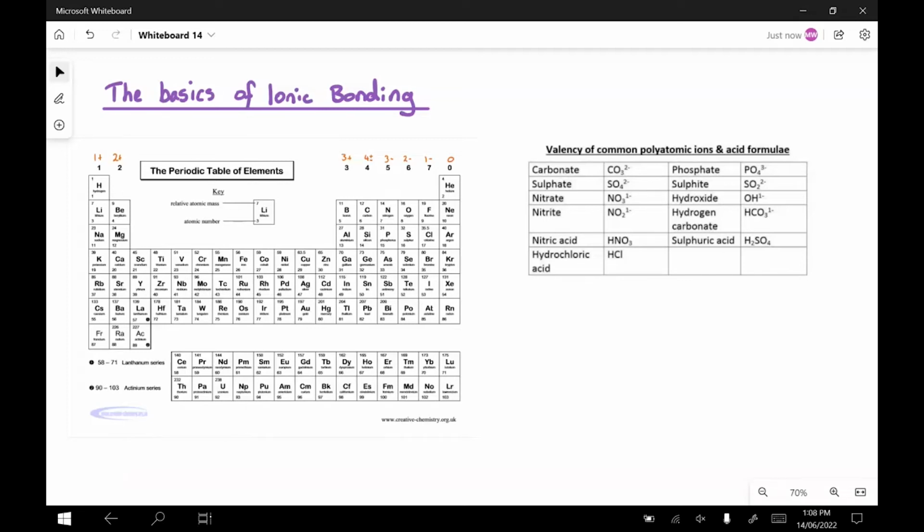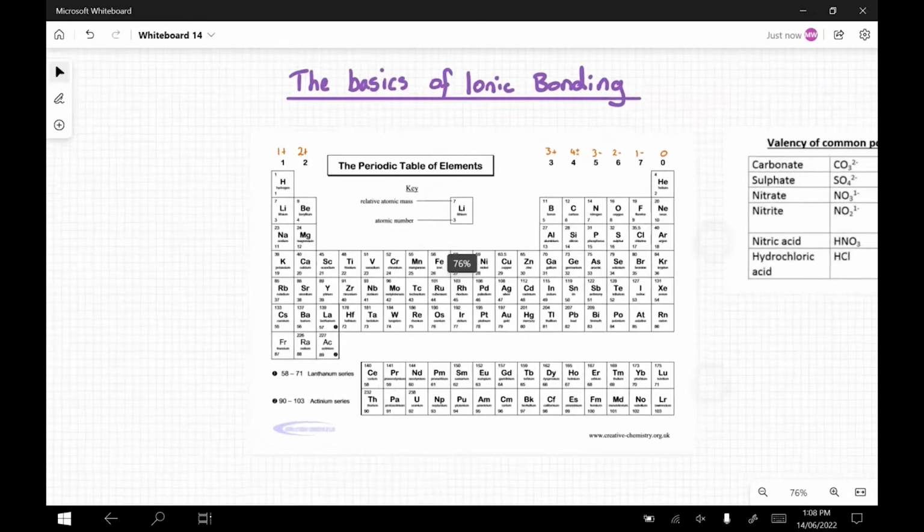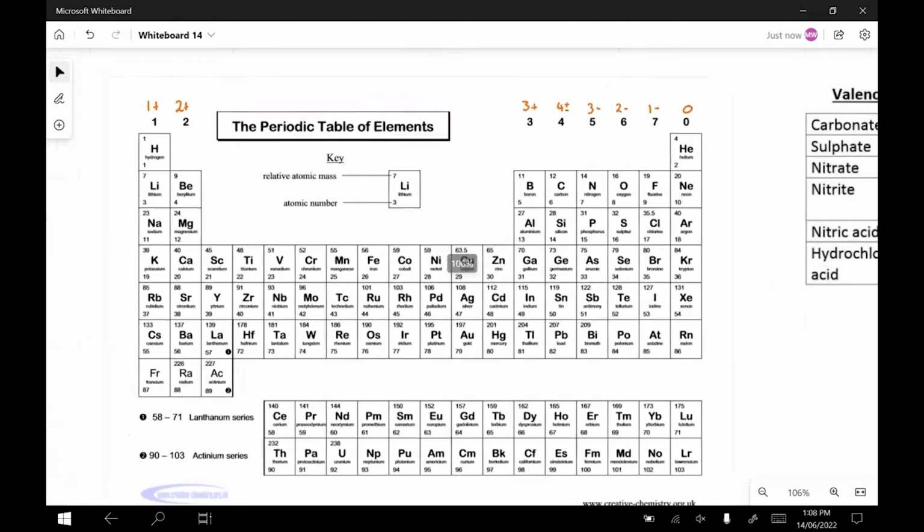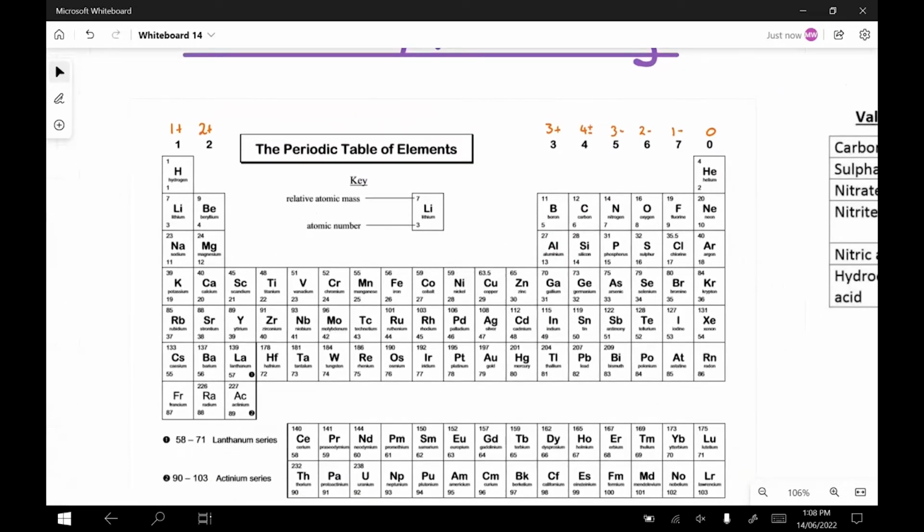In this video, we'll cover the basics of ionic bonding in chemistry. To do this, you're going to need your periodic table, and for a few of the questions, you'll need a little table that's got the valency of the common polyatomic ions, which is that little table over on the right. To get yourself started, you should set your periodic table up like we did in the previous video, with the little valencies written up the top, and that's these numbers across the top here that we've written in.